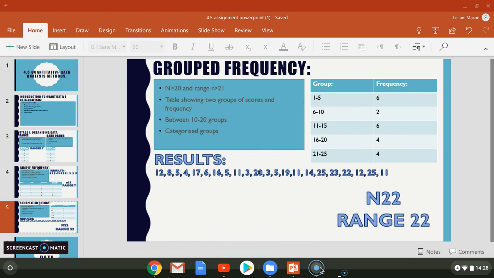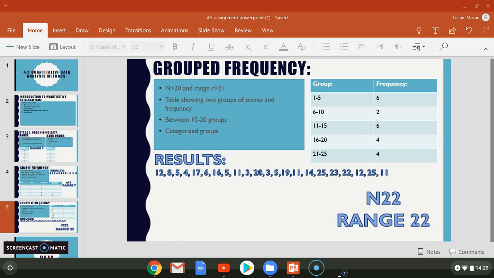So 1 to 5, 6 to 10, 11 to 15, 16 to 20, and 21 to 25. This is because the lowest you can obviously get is 1, and the highest value for the scores is 25. In these groups, they all have a range of 4 in between each group. You can tell that there were 6 results within the range 1 to 5, 2 in 6 to 10, 6 in 11 to 15, 4 in 16 to 20, and 4 in 21 to 25.